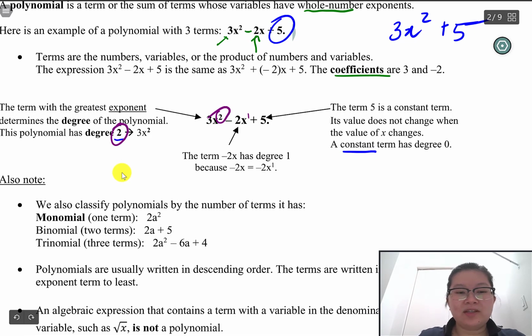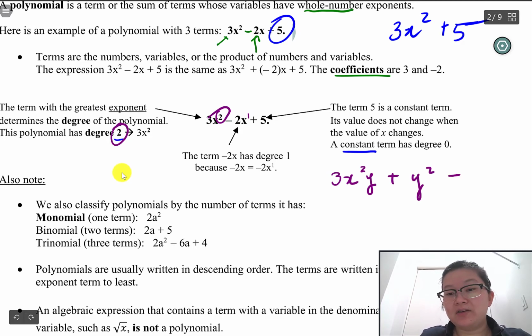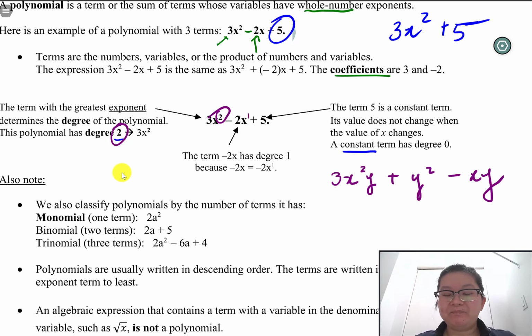There are some tricky examples where, let's say I have something that looks like this: 3x squared y plus y squared minus, I don't know, xy. All right, so let's say this was my polynomial. And yes, you're allowed to have 2 variables, whatever. It's just a mishmash of unknowns, we just have to be comfortable with the unknown.